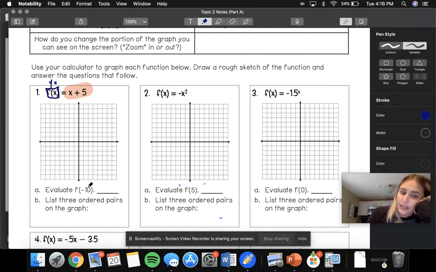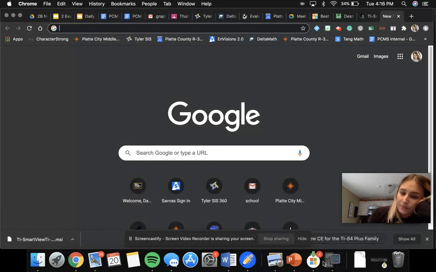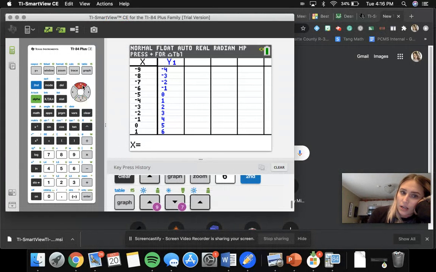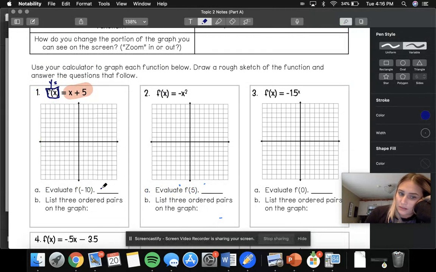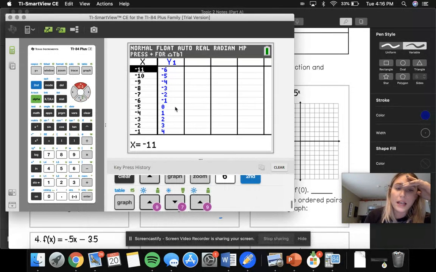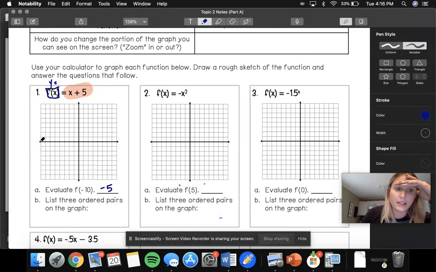So it's asking us first to find f of negative 10. Whoopsie. So we are going to go up until we find x equals negative 10, and our output is negative 5. Okay, now it asks us to draw a rough sketch of it. So I'm going to use my table of values and just plot as many ordered pairs as I can. So I look and I see that this is negative 8. And so in my table it says negative 8, negative 3, negative 7, negative 2. And then I can just put all of these ordered pairs down.